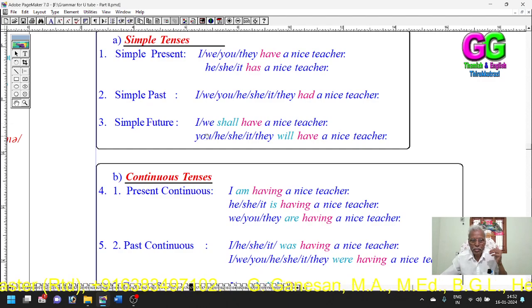I have a nice teacher. You have a nice teacher. First person, second and third person. First person shall have a nice teacher. Second and third person will have a nice teacher.